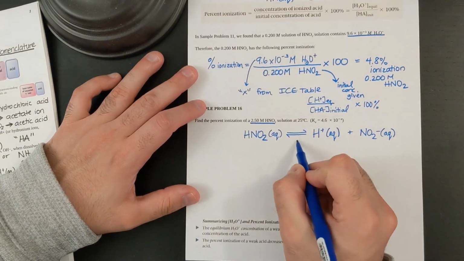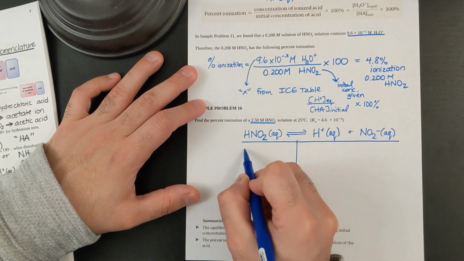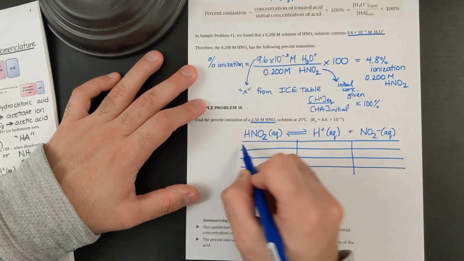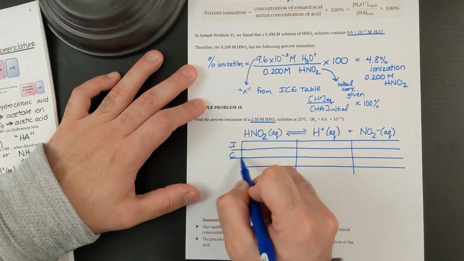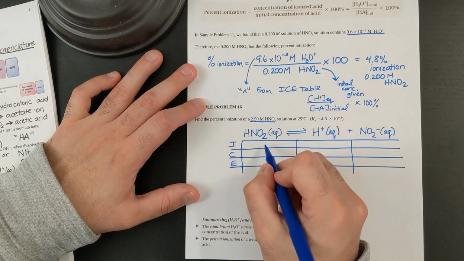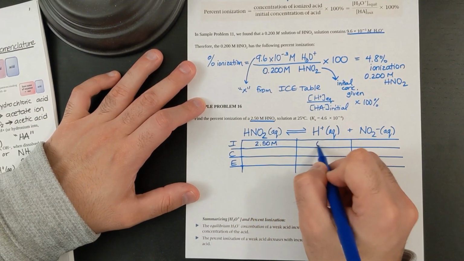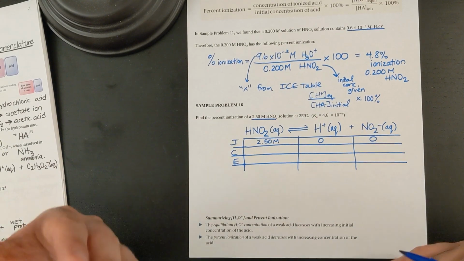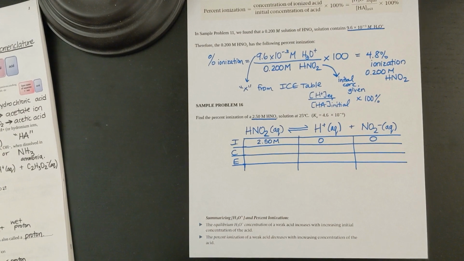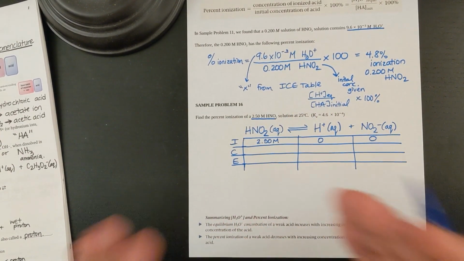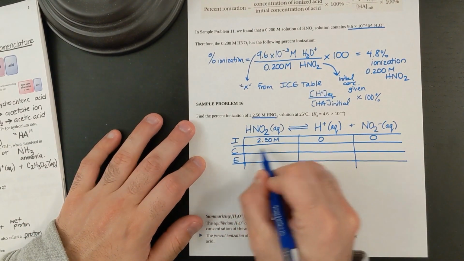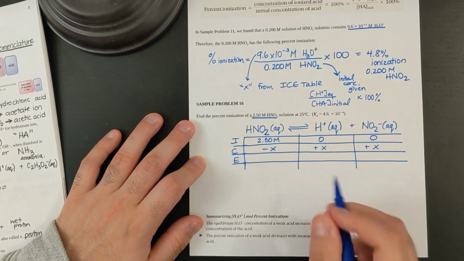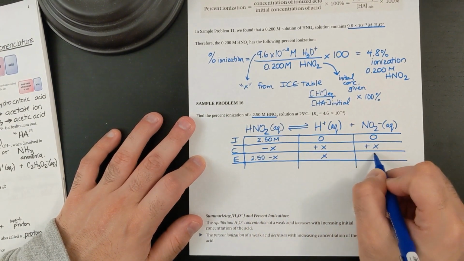So let me do an ice table to figure out how much H plus broke off. I, C, E. Initially I have 2.5 molar HNO2 and no H plus and NO2 minus. This is exactly how you're going to calculate pH or H plus of a weak acid. We're not going to calculate pH for this problem, but it's the same exact procedure and ice table that we've done in Unit 7 with equilibrium. Now my change, everything's a 1-to-1 mole ratio, so minus X, plus X, plus X. And so in the end, I got 2.5 minus X, X, and X.